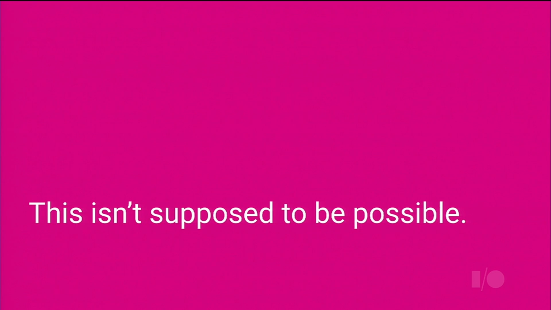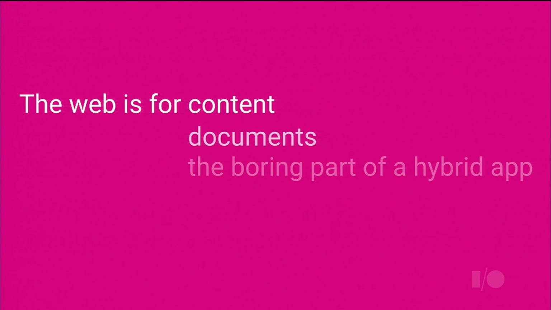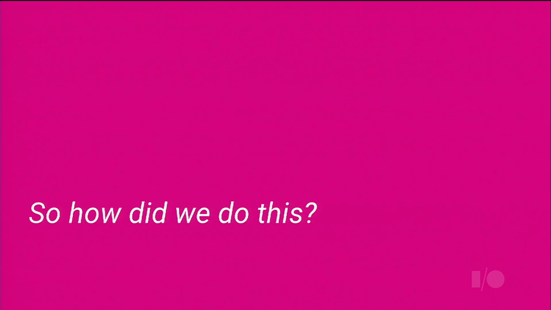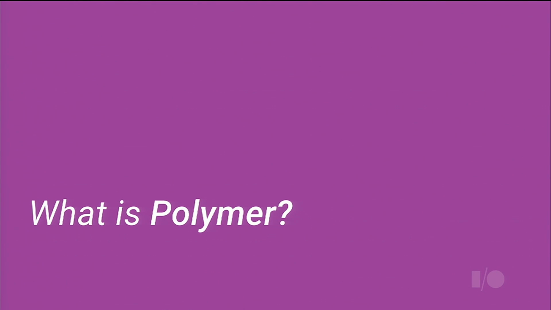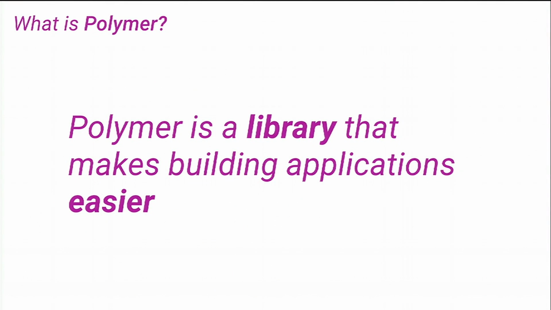So you might be thinking, but this is the web, and the web isn't supposed to be able to do this. The web is for content, the web is for documents, the web's for the boring stuff that you stick in the middle of a hybrid app. So how did we actually do this? We did it with Polymer, and I'm here today to show you how. So to start, what in the world is Polymer? Polymer is a library that makes building applications easier, which sounds pretty generic.